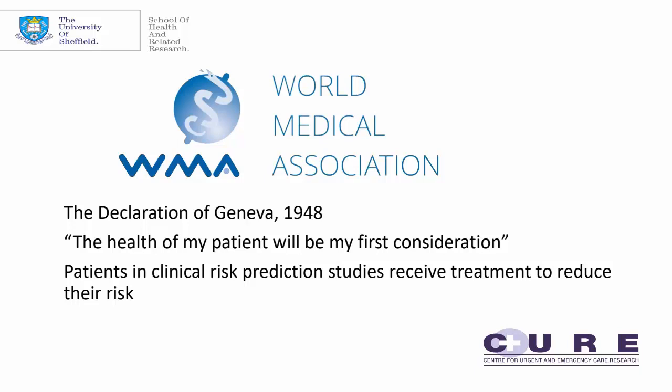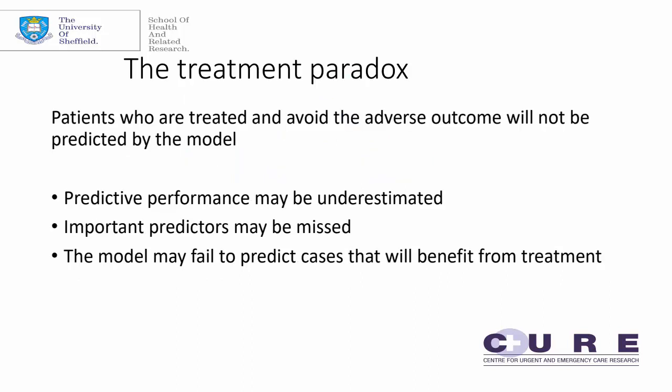And that does cause us a problem from a scientific point of view, because from a scientific point of view, the best way of estimating the association between a predictor and adverse outcome is to leave the patient untreated. Clearly, that is completely unethical. We can't do that. So what problem does that cause? Well, it causes something which we might call the treatment paradox.